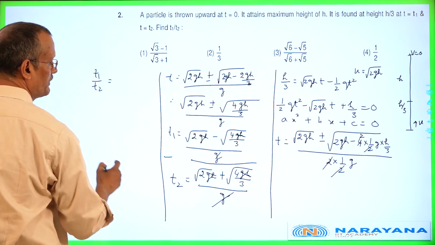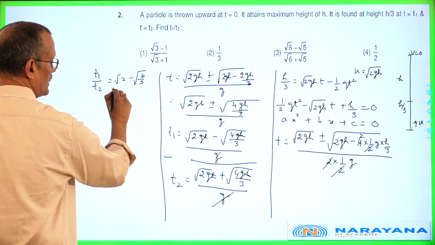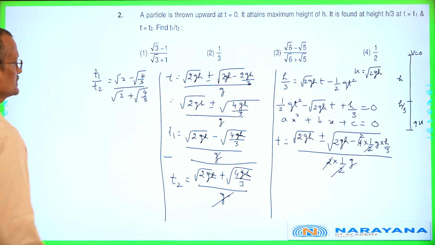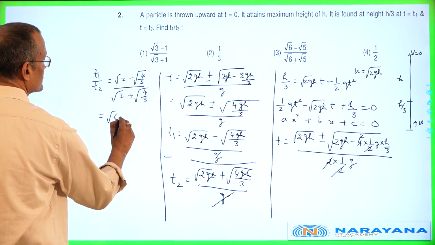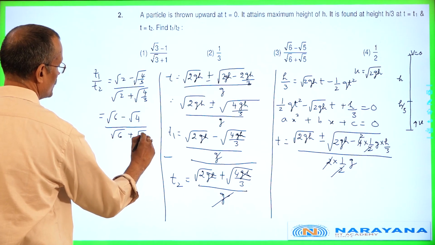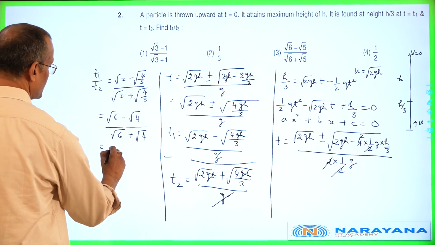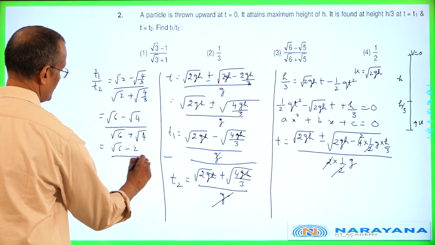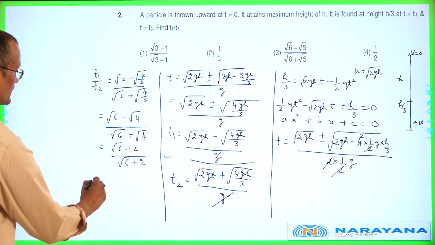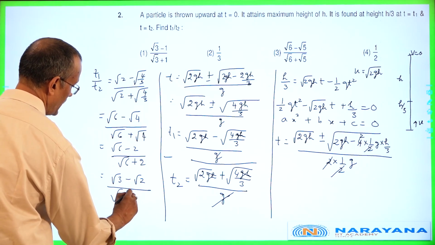T1 by T2 will be equal to (√2 − √(4/3))/(√2 + √(4/3)). So, it is (√6 − √4)/(√6 + √4), clear? So, √2 you can take out. So, it is (√6 − 2)/(√6 + 2). If √2 you remove, then it will become (√3 − √2)/(√3 + √2).